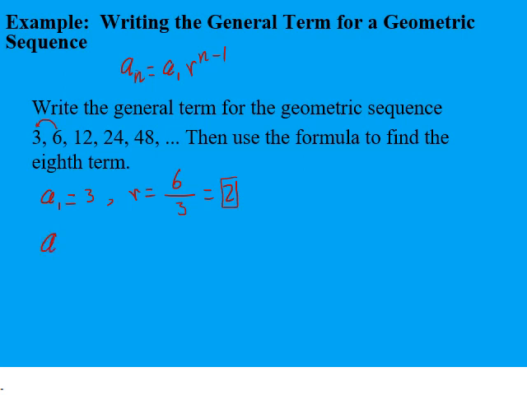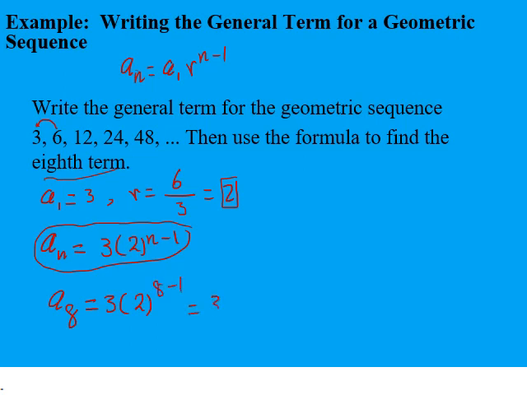So an is equal to a1 multiplied by r to the power of n minus 1. What if I wanted to find the 8th term? So a8 is equal to 3 multiplied by 2 to the power of 8 minus 1. So it's 3 multiplied by 2 to the power of 7, and 3 multiplied by 2 to the power of 7 is equal to 384.